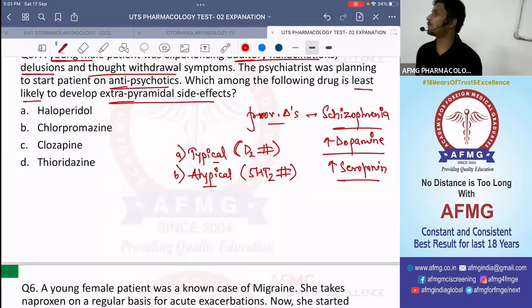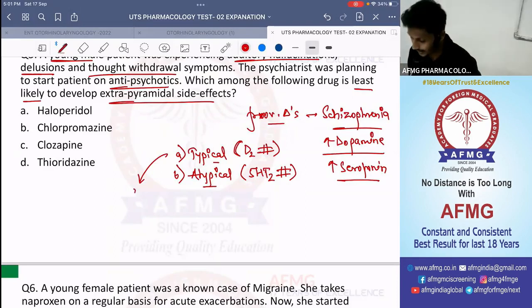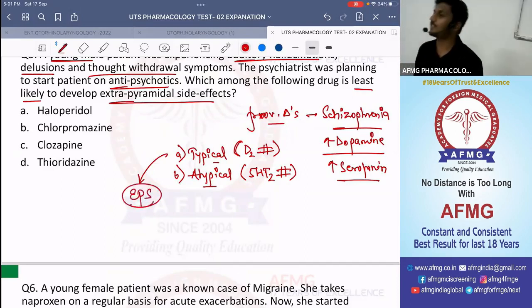Second, the patient will also develop extrapyramidal side effects. These are nothing but movement disorders. And these extrapyramidal side effects are mainly due to deficiency of dopamine inside the body, and therefore they are commonly associated with which ones? Typical antipsychotics. So the most important side effects of typical antipsychotics are these extrapyramidal side effects.